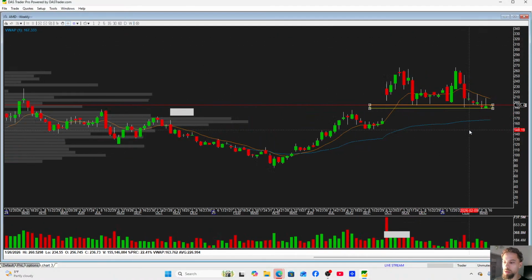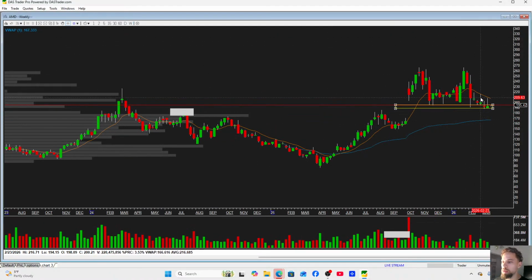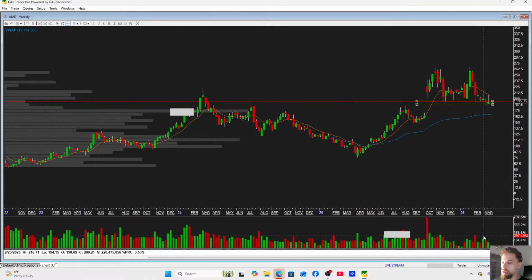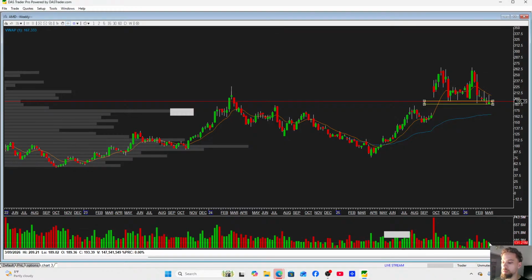Let's go to the weekly here. Weekly chart, you can see some relatively weak candles. Bought up, sold off last week. Bought up, sold off. However, the volume is very, very null. Not much going on in terms of interest. So even though those are weak candles, without heavy volume confirmation, it's hard to justify this being truly bearish.